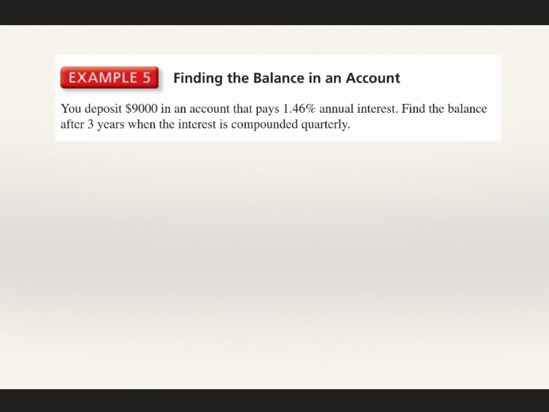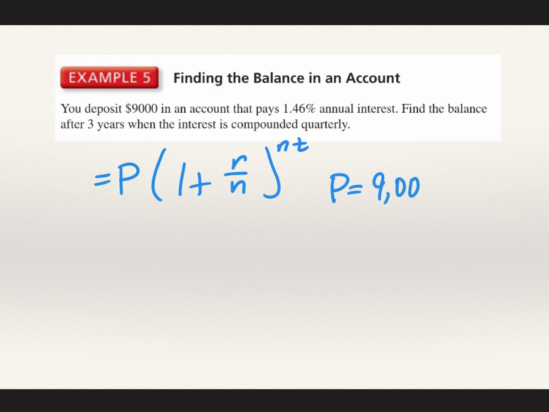Okay, so let's talk about this. First of all, let's write our equation. It's P times 1 plus. What's the rest of it? What's the little fraction? R over N, okay? Raised to the what? NT power. Okay, so let's talk about what they told us in this word problem. What is $9,000? That's the P. That's what you started off with.